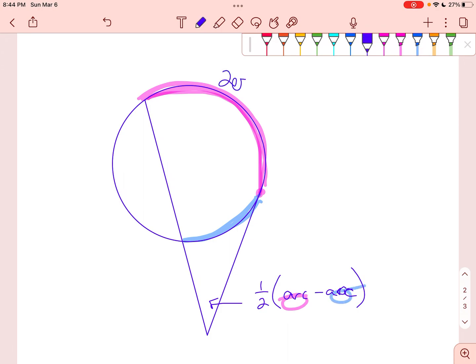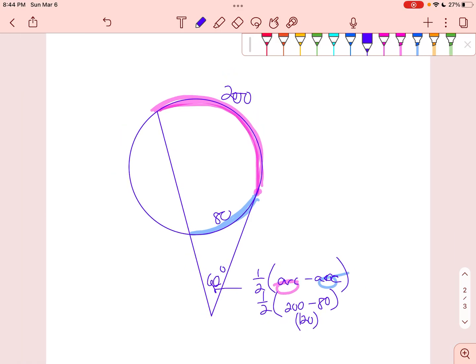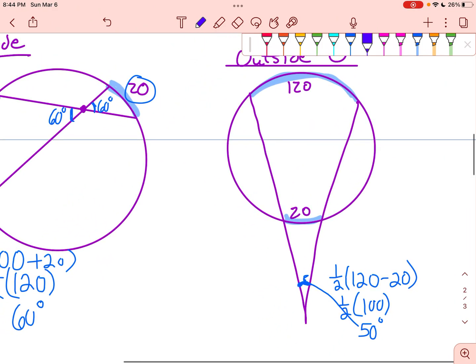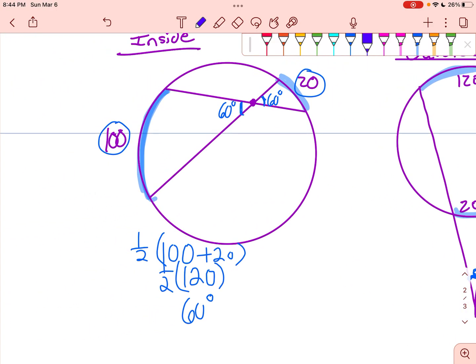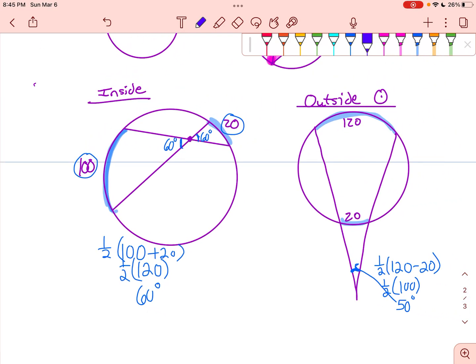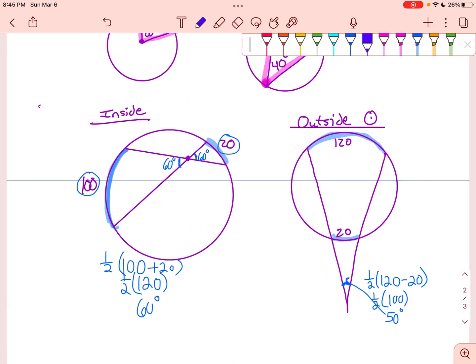Okay, so if this arc was 200 degrees and this arc down here was 80, to find this angle, it would be 1/2 of 200 minus 80. And of course, you guys can do some of this in your head, 120, and then take half of that. So this angle right here ends up being 60 degrees. Okay, so you're really taking a look at where these angles are. If the angles are on the outside, subtract the intercepted arcs and then divide it by 2. Whereas this one, you add the intercepted arcs and divide it by 2. Okay, so it depends on whether the angle is inside the circle or outside the circle.